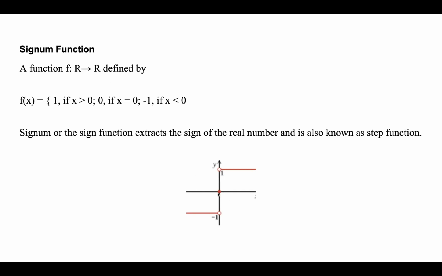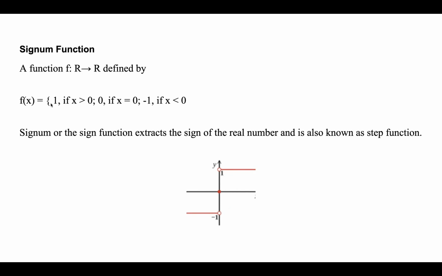If x value is 0, y value is also 0. If x value is less than 0, that is negative, always y value is -1. If x is greater than 0, then y value is always 1. This type of function is known as the signum function.